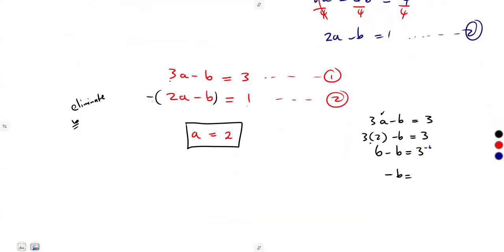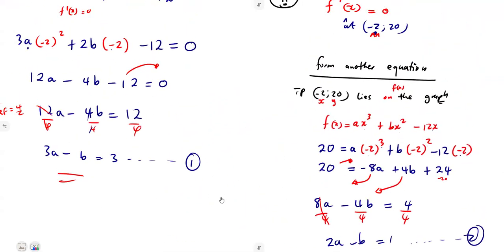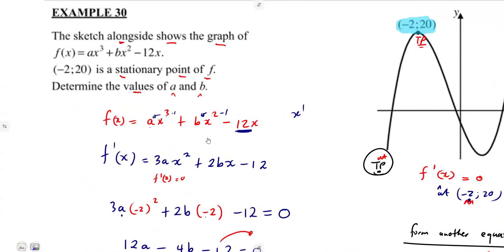All right, so to find the value of b, simply divide by negative 1. So b is equal to positive 3. All right, so this is the condition to have the value of a and b from our f of x.